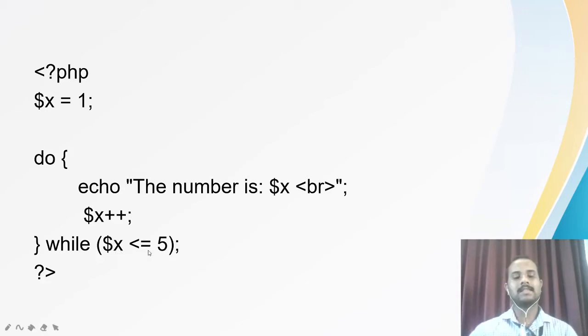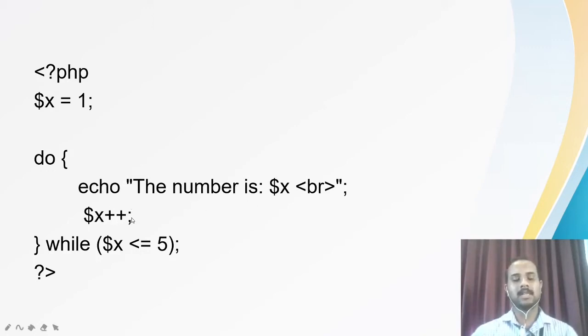X is lesser than or equal to 4. Yes, it is true. So the number is 4. Then it will be incremented to 5. X is lesser than or equal to 5. Yes, it is true. Even though it is not lesser than 5, 5 is equal to 5. So it comes back here, the number is 5.